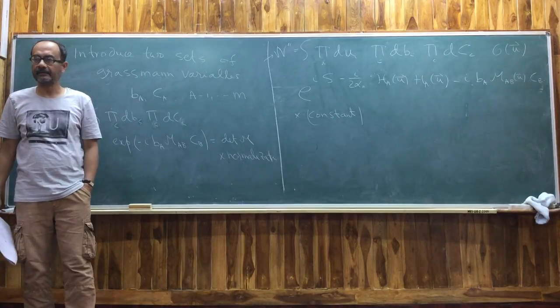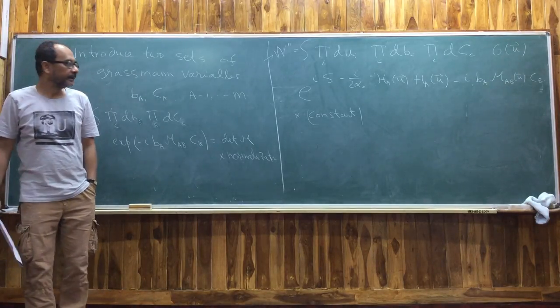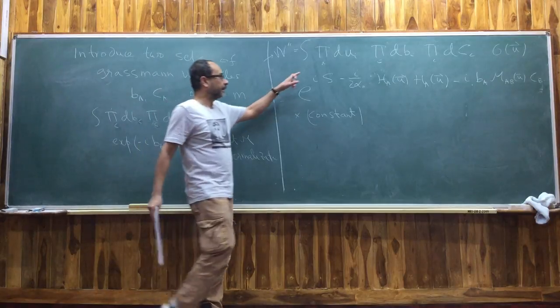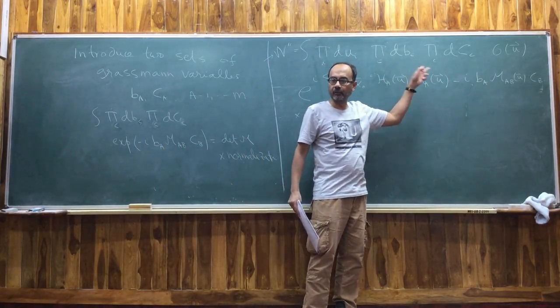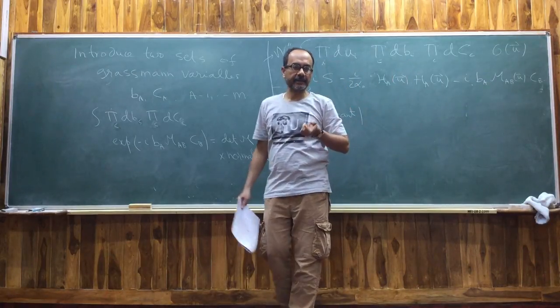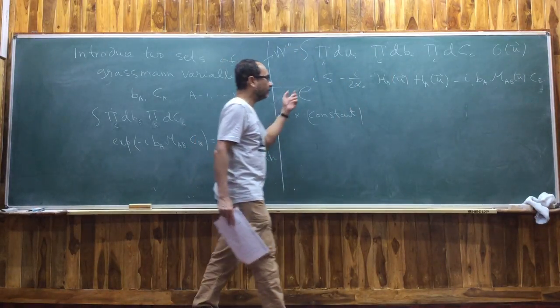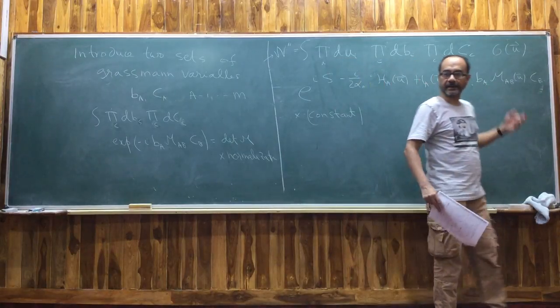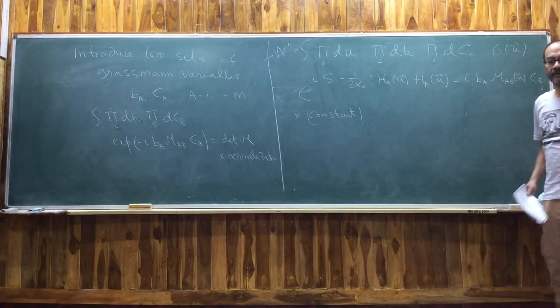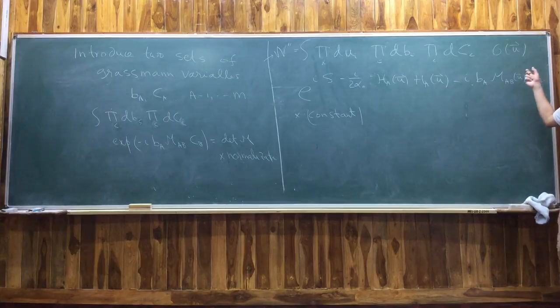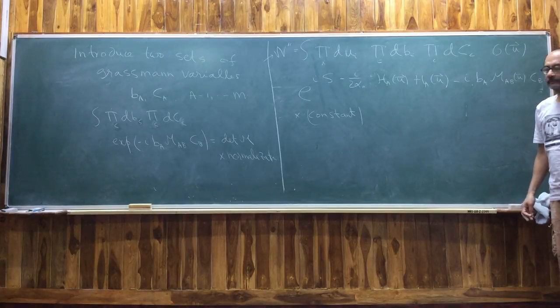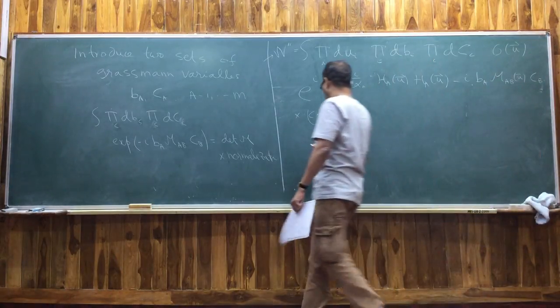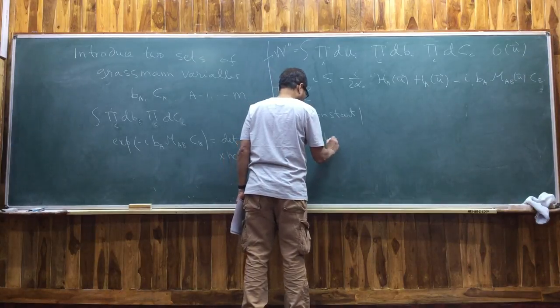Is this okay? Now we are in proper shape, because now we will interpret these as new fields that we have introduced, new Grassmann variables. And now we have everything in the exponent, so we can use this for our perturbation expansion. So this would be the starting point of quantum perturbation theory.